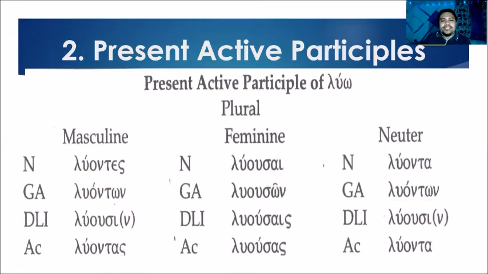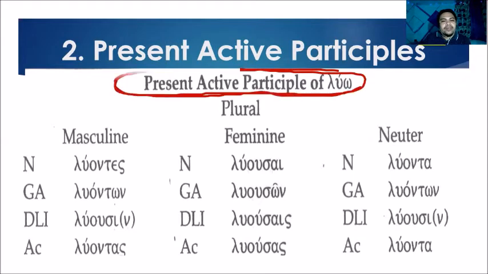We have in the masculine luontes. In the GA, you have luonton. DLI, luosi. You add the movable nu. And then accusative luontas. For the feminine, nominative, it is luosai. GA, luoson. DLI, luosais. And accusative, luosas.